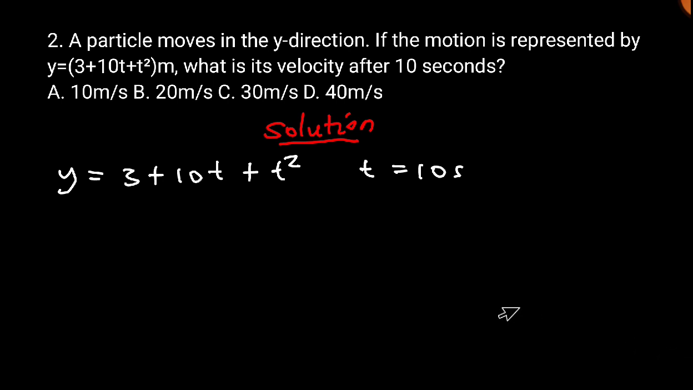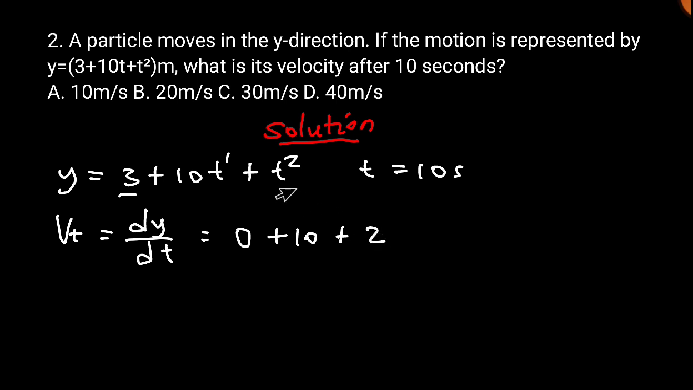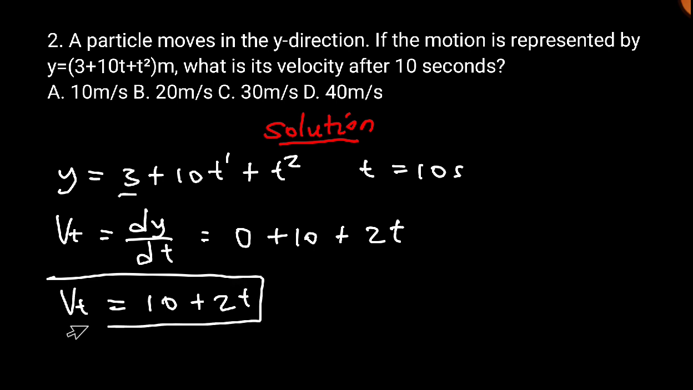Now the last question we solved was acceleration. Here we have to find the instantaneous velocity. The instantaneous velocity is equal to the first derivative of position, so that is dy/dt. If you differentiate 3, it's a constant, so it's equal to 0. If you differentiate 10t, 1 times 10 is 10, then 1 minus 1 is 0, t raised to the power 0 is 1, then you have plus t squared. If we differentiate it, you get 2t. So the instantaneous velocity is given by this equation, 10 plus 2t.